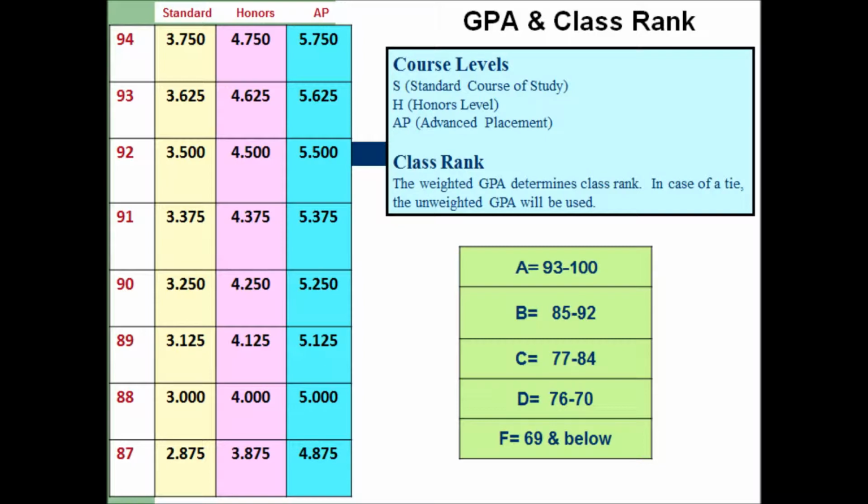So let's just look at, for instance, if you made a 91 and it was a standard level class, you would earn 3.375 points towards your GPA. If you made that same grade, a 91, in an honors level class, you would earn an extra quality point, making it a 4.375. And if it was a 91 in an AP class, you would earn 2 extra quality points, which would be 5.375.